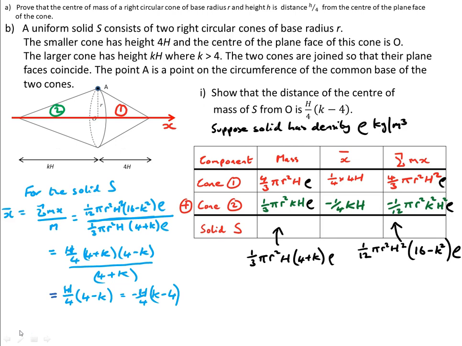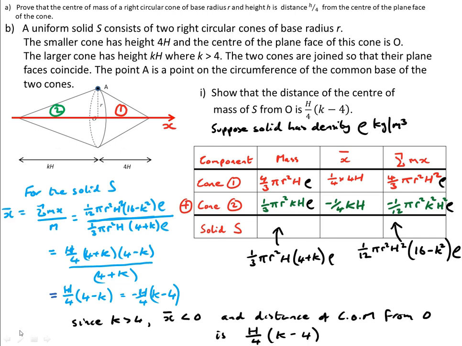Because we know that k is bigger than 4, that means that x bar is negative because we know that both h is positive and we also know that k minus 4 is positive. So we've got a negative value of x bar. So the distance of the centre of mass for the solid S away from O is simply h over 4 times (k minus 4).